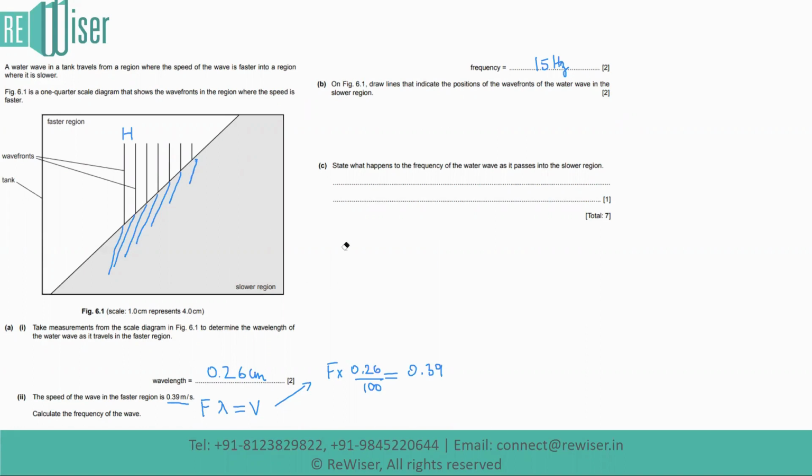Now this is how wavefronts are seen as they move from a region of lower density to a region of higher density, or a faster region to a slower region. State what happens to frequency as it passes to the slower region. As discussed before, frequency is a property of the source and not of the medium. So frequency remains the same, whether it is traveling in the faster region or in the slower region.